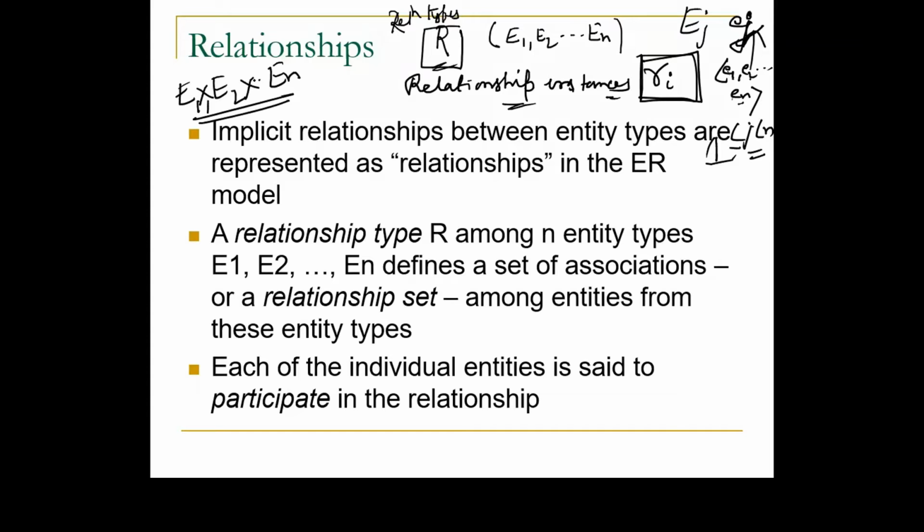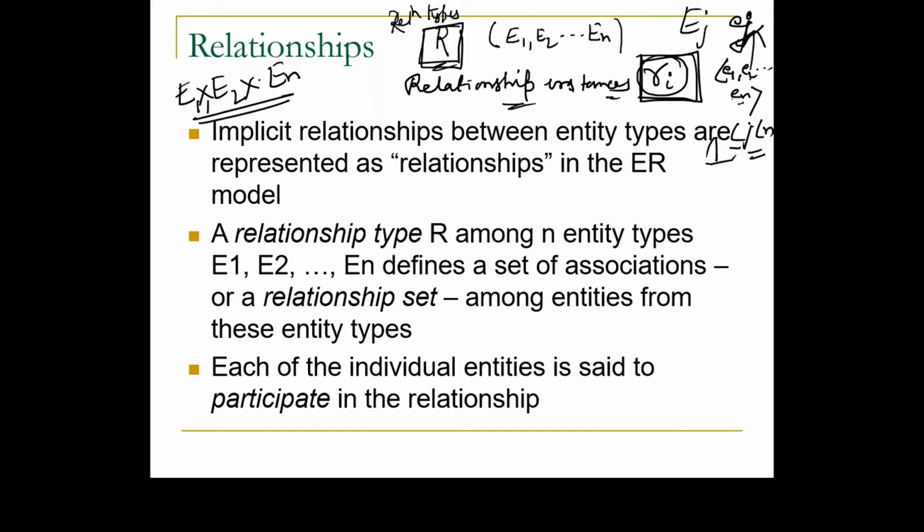Once the Cartesian product is made, it creates a relationship among all entities, and that relationship as a total is R, and R is the set. Individual relationships are Ri. We can understand this better with an example.